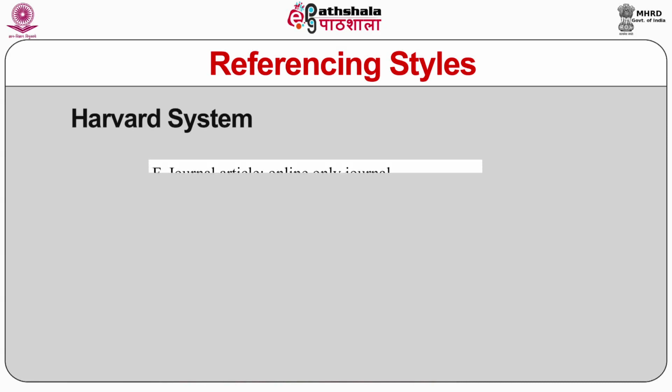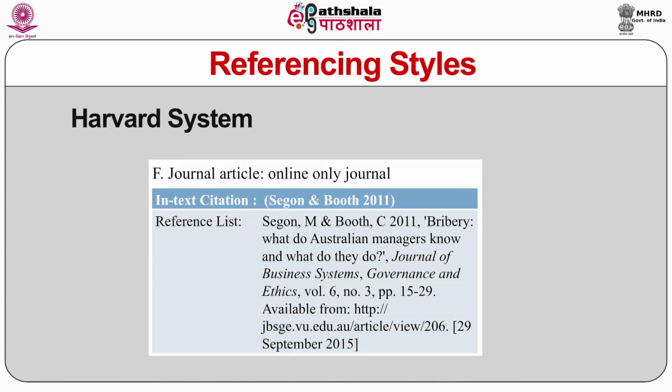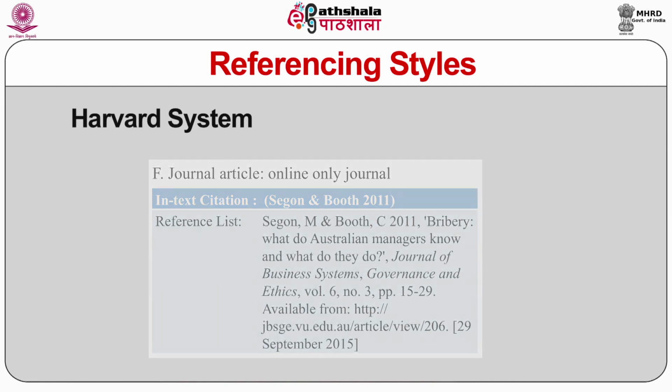In case the article is cited from a journal that is online, in text again it will be the same, like Segan and Booth in the year 2011, and in the references it will be Segan M and Booth C 2011. The title, followed by the name of the journal, the volume, the number, the page, and give the complete web address along with the date of citation.